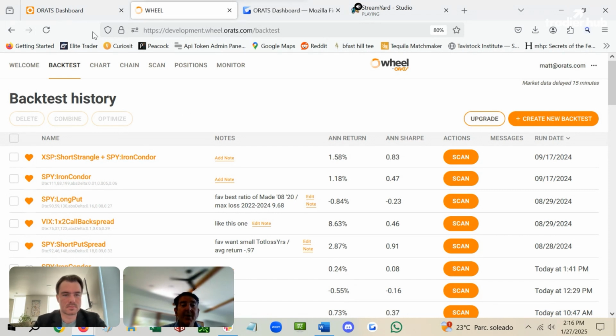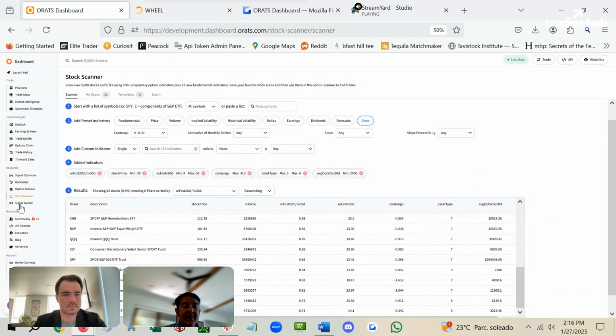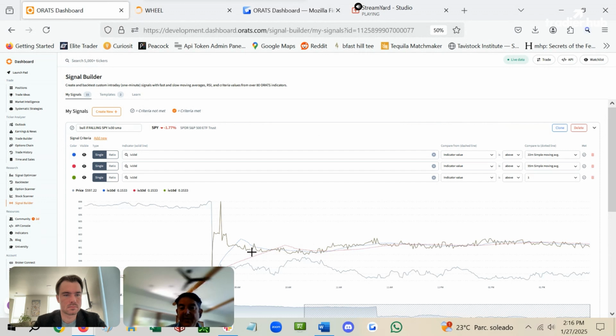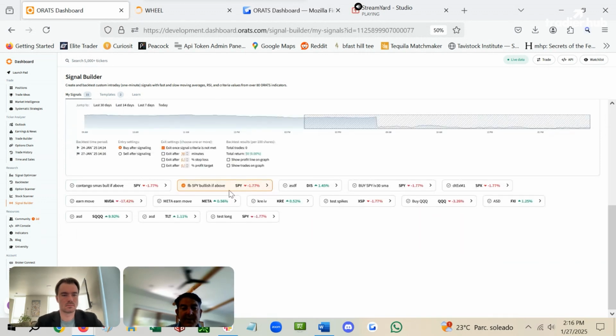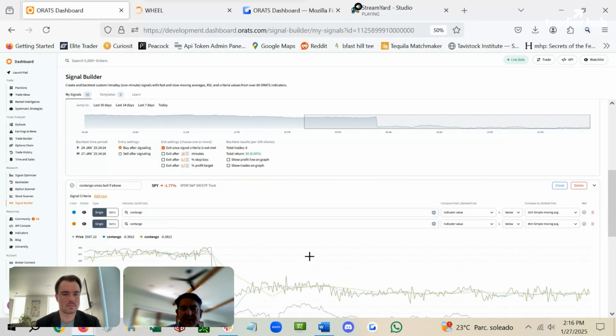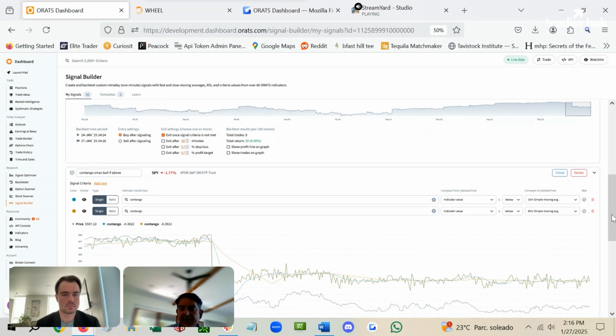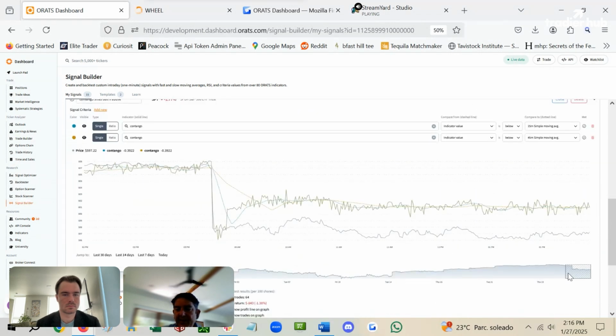And then you could monitor contango by going to our signal builder, and right now I have Contango as one of my indicators that I check out. I say if the smoothing average is above, it's bullish. So right now there's not a lot to see.